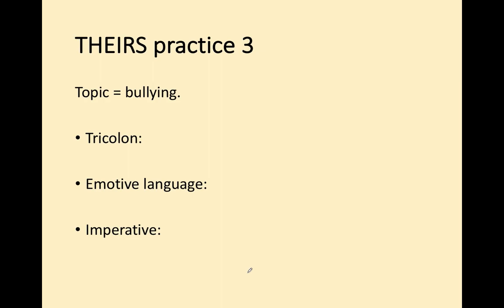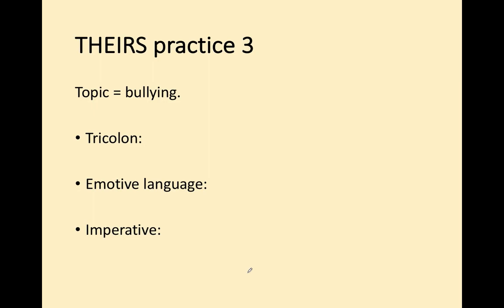Alright, so hopefully you've had a go at doing that. You've paused the video and you should have in front of you a tricolon, an emotive language and imperative all about bullying. So what could you have had? So for tricolon, bullying is unfair, unnecessary and makes people feel isolated. That would be 3 things.